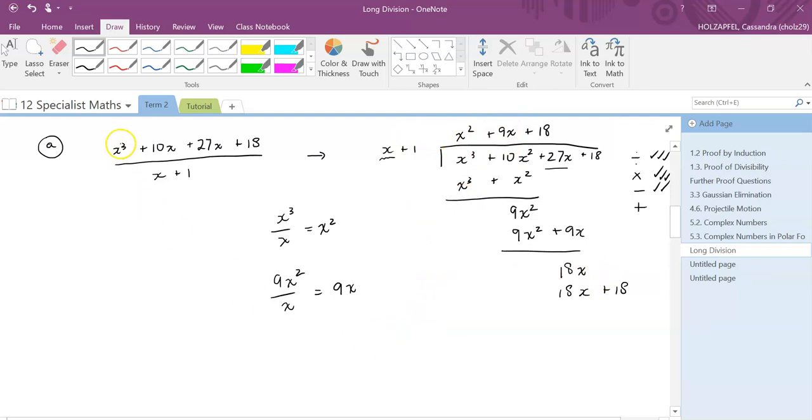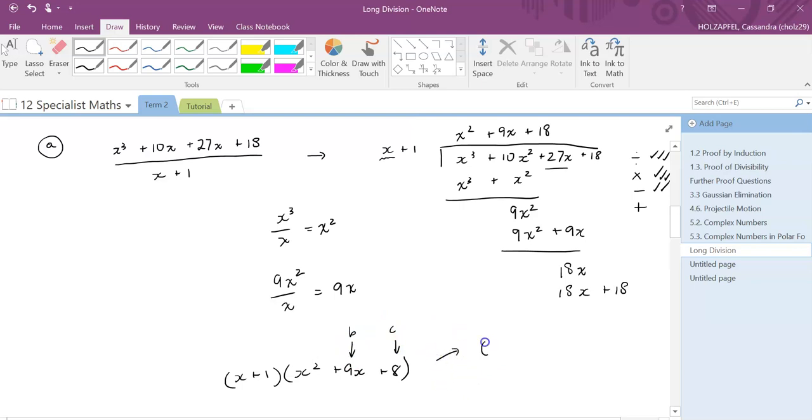So I could write this polynomial, x cubed plus 10x squared plus 27x plus 18, as x plus 1 times by x squared plus 9x plus 8. Now I could continue to factor this, and this is going to be a lot easier to factor now because it's a quadratic. So if I find factors of c that are going to add to b, I know that's going to be 8 and 1.